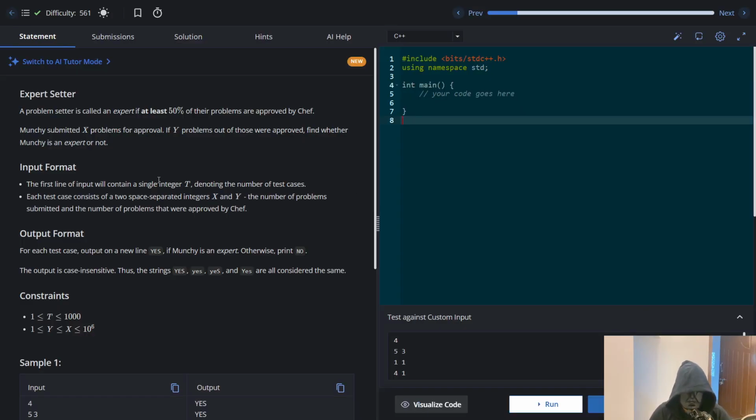Hello everyone, let's start with the series Roadmap to Become Competitive Programmer 5 star. So today we will be solving the 12th problem, Expert Setter.